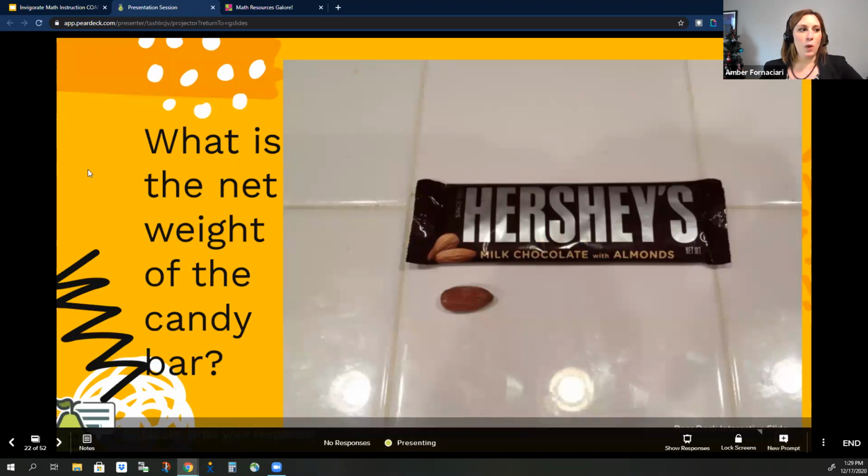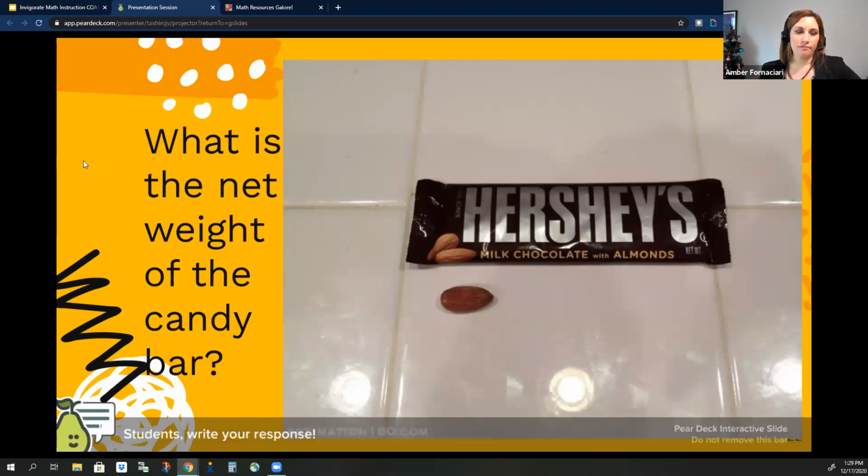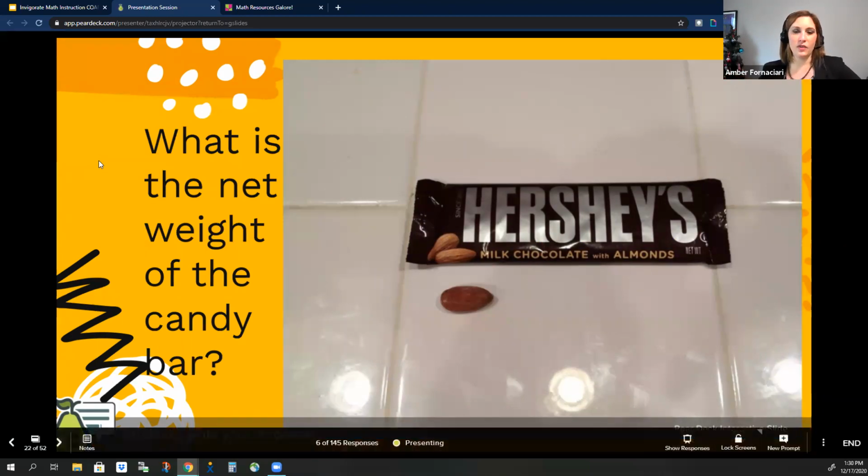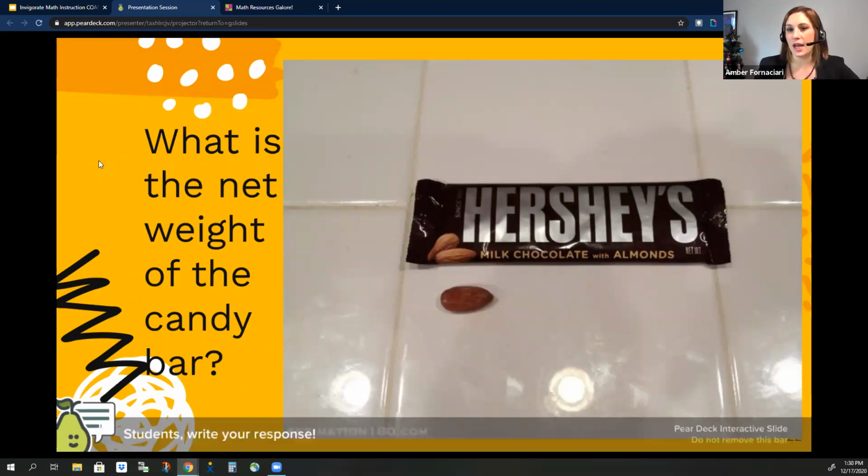What is the net weight of the candy bar? No, it's not on the picture. What is the net weight of the candy bar? This is an estimation activity. Beverly, you must be a chocoholic like me.